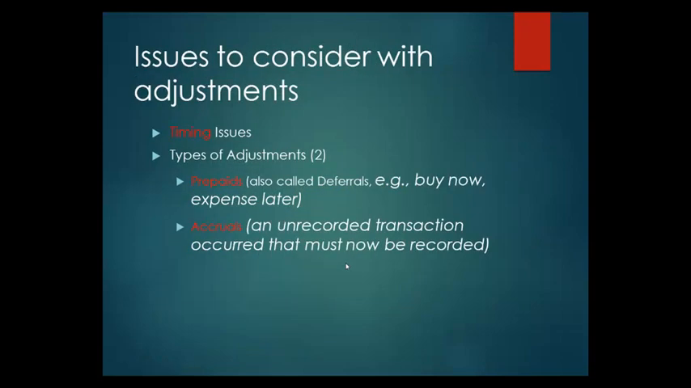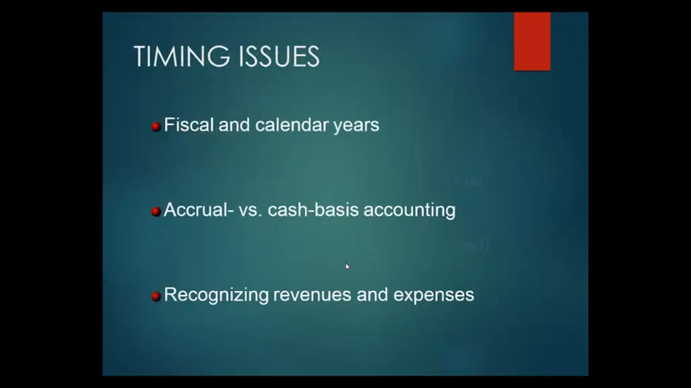Issues to consider with adjustments. There are timing issues. There are two types of adjustments, major categories: prepaids and accruals. Prepaids are also called deferrals. Deferrals is just a fancy word for prepaid. Buy now, expense later. And accruals: an unrecorded transaction has occurred that must now be recorded.